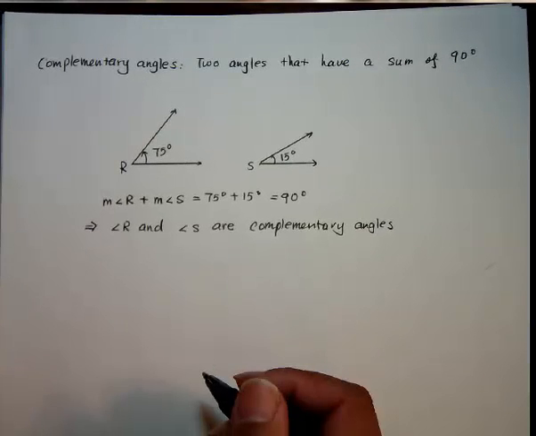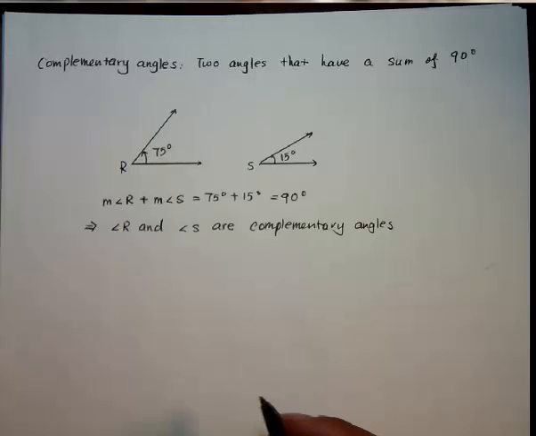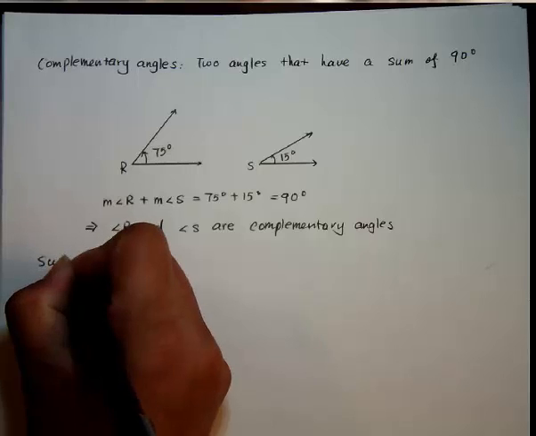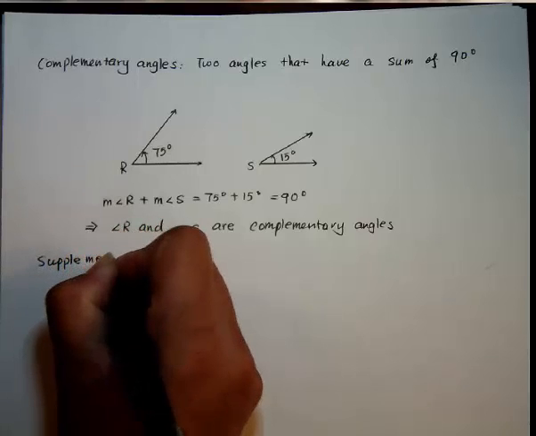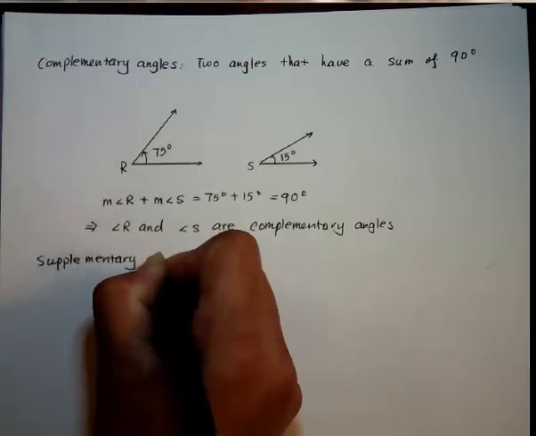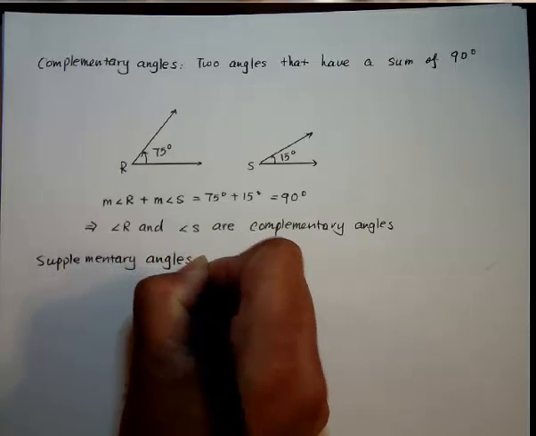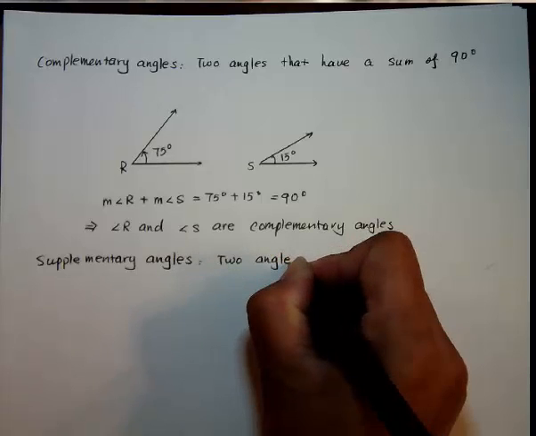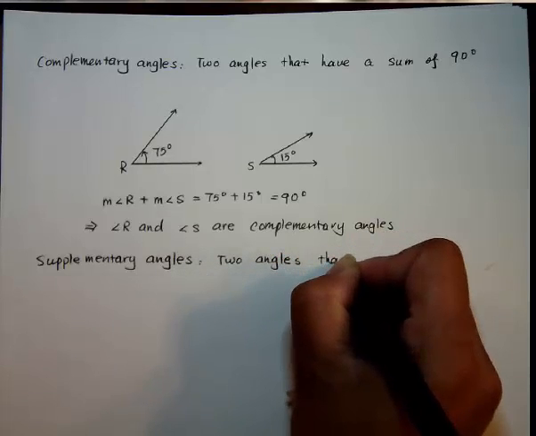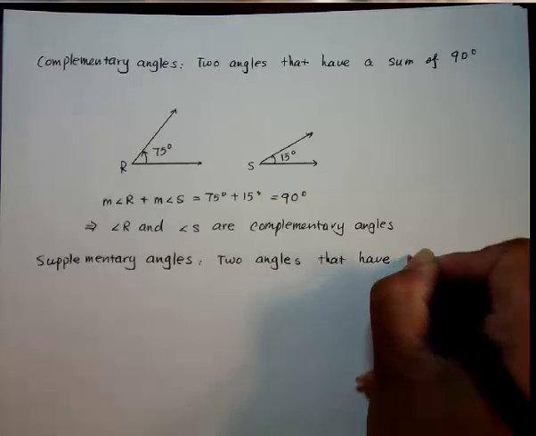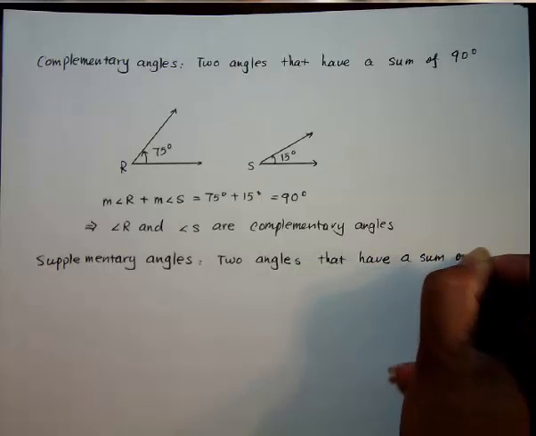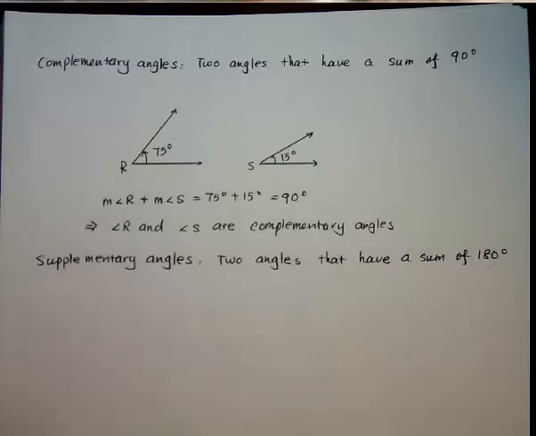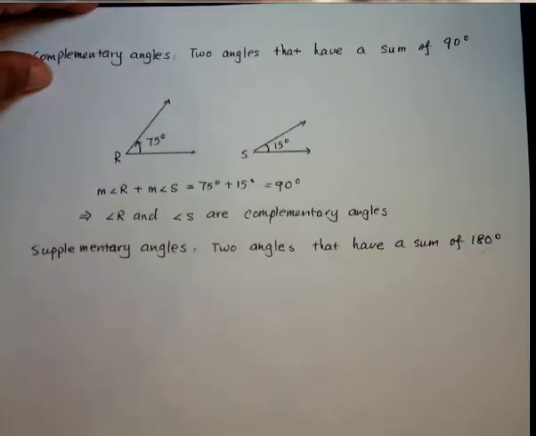Then another pair of angles, we have the relationship called supplementary angles. It still is a relation between two angles that have a sum of 180 degrees. That's called supplementary angles, or they call supplement of each other.